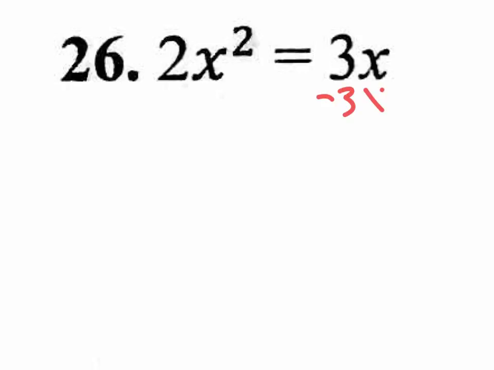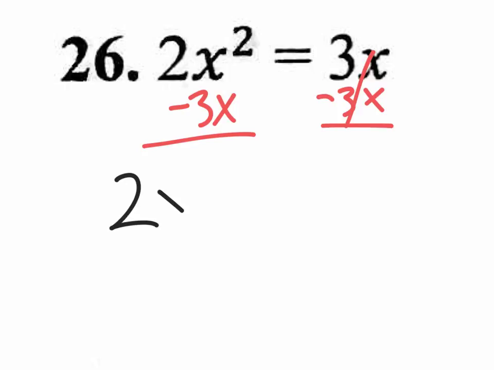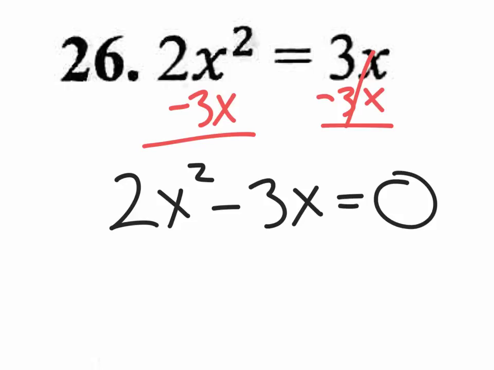I'm going to subtract 3x, cancels, subtract 3x. I can't even combine. I can't take away 2x squared, take away 3x. They're not alike. So I'm just going to rewrite it. 2x squared minus 3x. And now it really is equal to 0. See, I want the equal to 0 there. Why? Because I'm going to factor the left side of this equation.